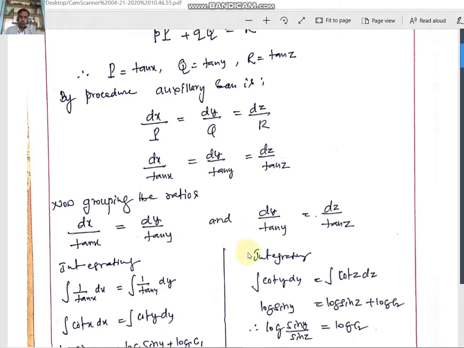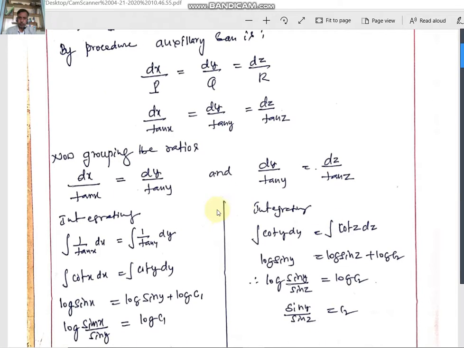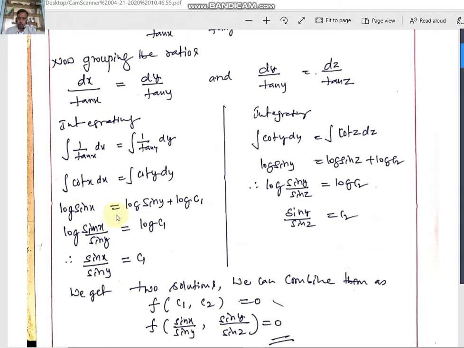Now we have to think of finding solutions in two functions called u and v. For that purpose, let us consider any two ratios, that is called the grouping method. Grouping the first two ratios as dx by tan x is equal to dy by tan y. Another group is dy by tan y is equal to dz by tan z. Then for the first group, let us integrate both sides. Integral of 1 by tan x dx is equal to integral of 1 by tan y dy. That is, 1 by tan is cot, so cot x and cot y. Integrating them, log sin x is equal to log sin y plus log of a constant.